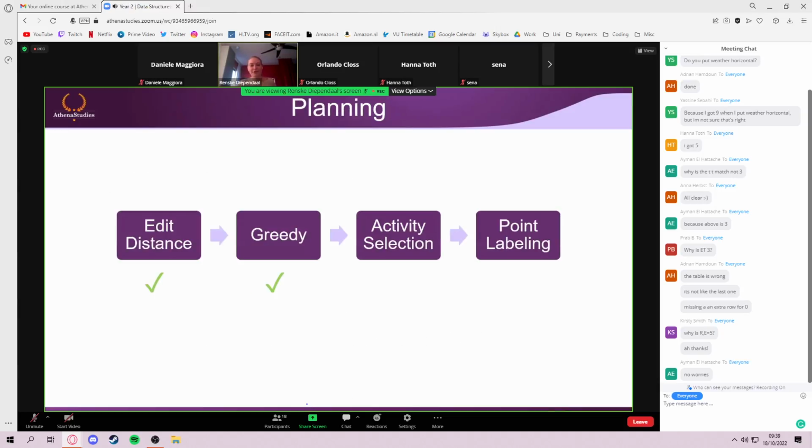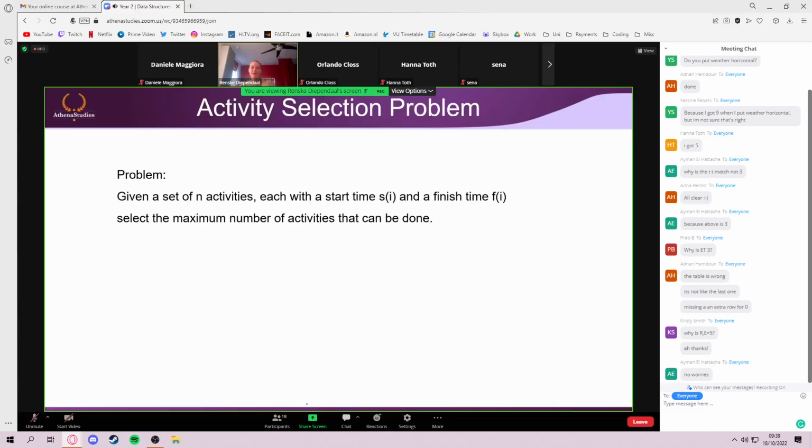Okay. So that's very shortly greedy, and now we'll see it in action, and maybe it also becomes a bit more clear what all these decision points are. So we have the activity selection problem, and the problem is that we are given a set of n activities. Each have a start time and a finish time, and we want to select the maximum number of activities that can be done.